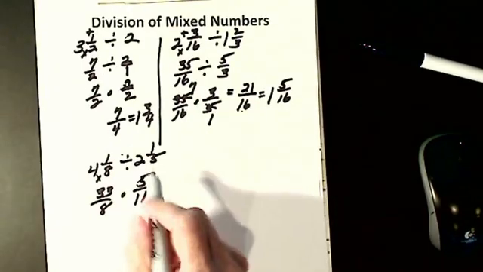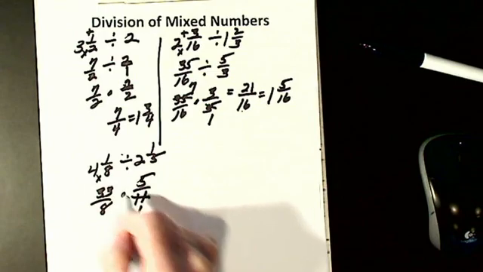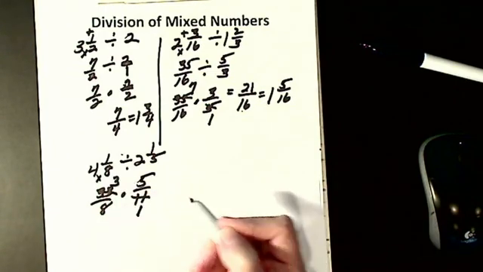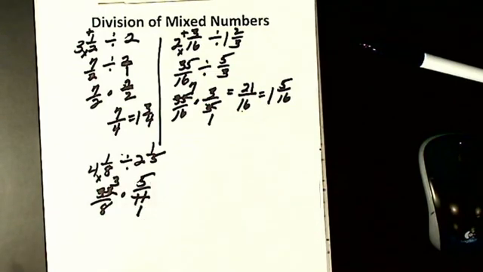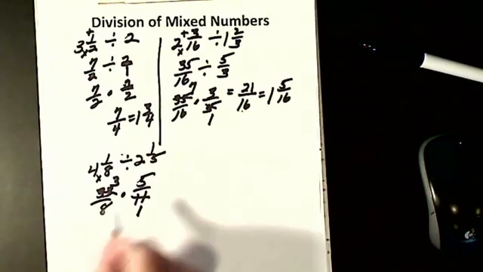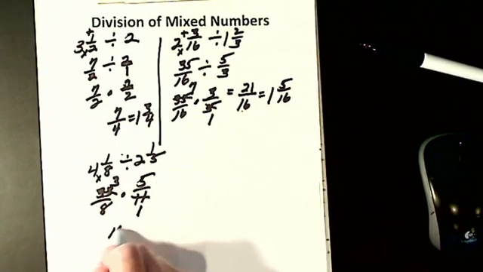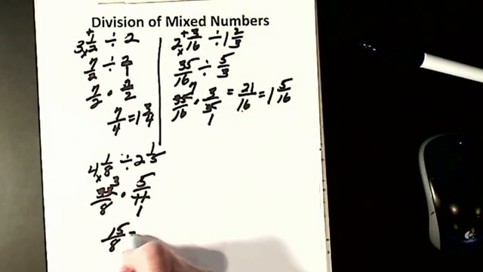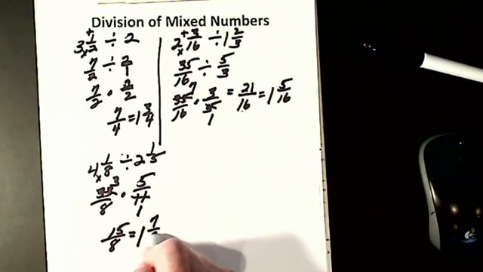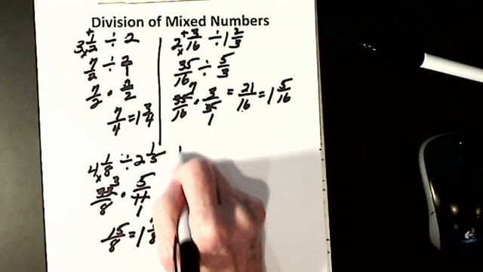I want to cancel. 11 into 11, 1. 11 into 33, 3. Can't do anything. Can't cancel my 5 and my 8. I multiply across. 3 times 5 is 15. 1 times 8 is 8. 8 into 15. Well, 2 8s are 16. It can't be 2, so it's got to be 1. My remainder goes over my denominator. So it's 1 7/8. And we'll just do one more.